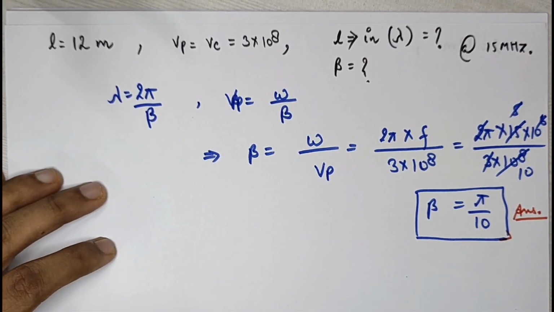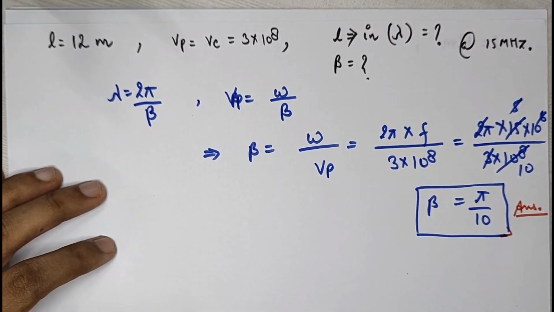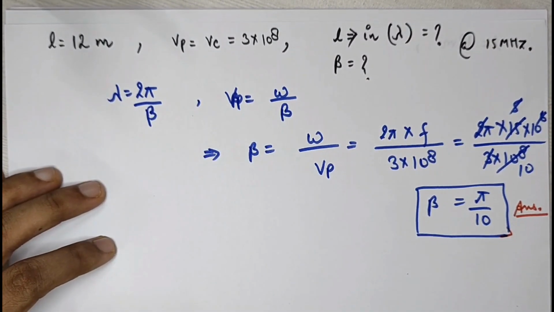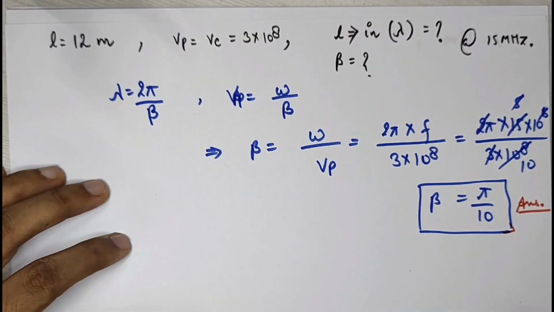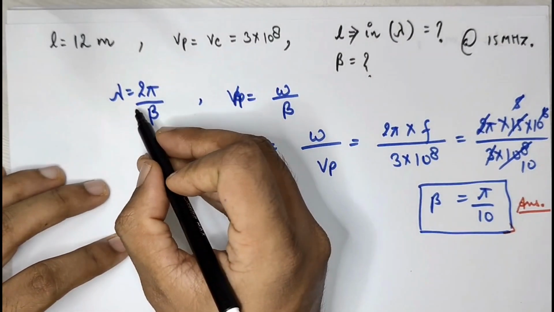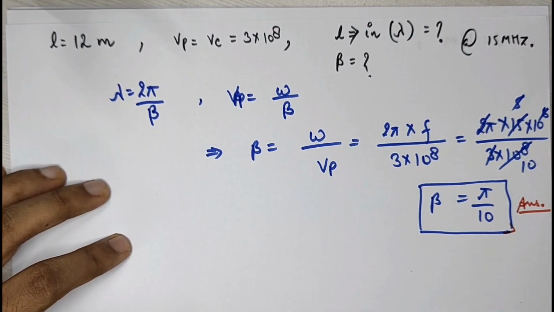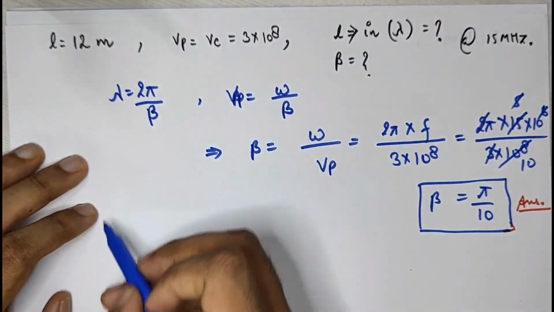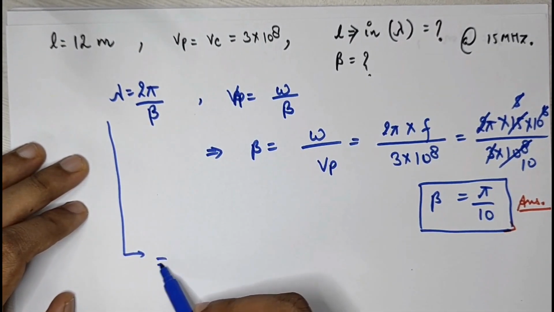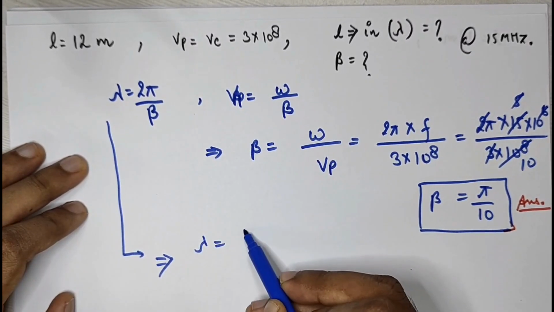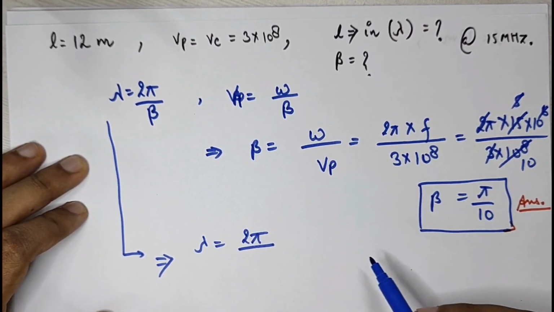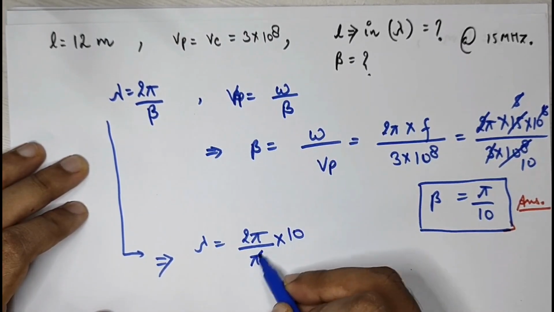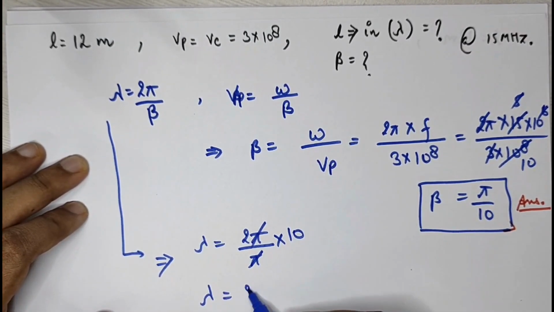Right? Now we need to calculate lambda, so that we can put 12 in terms of lambda. We have just calculated beta, so we just substitute this value here. From this equation we can write that lambda is equal to 2 pi divided by beta. What is the value of beta? We have just calculated pi by 10. Lambda is equal to 20 meters.